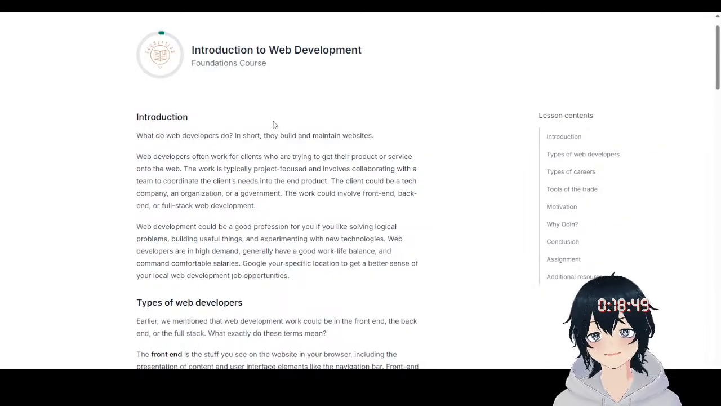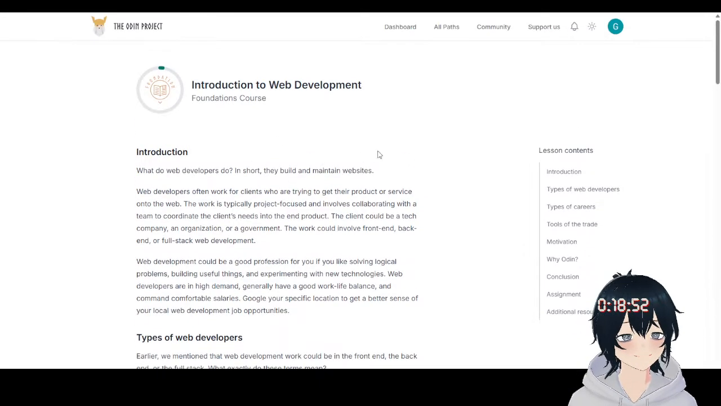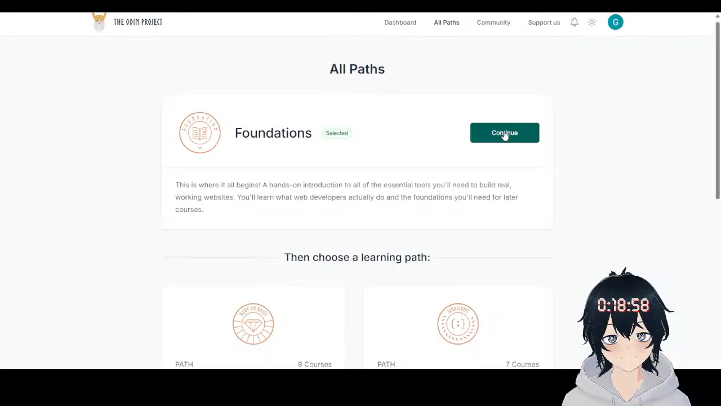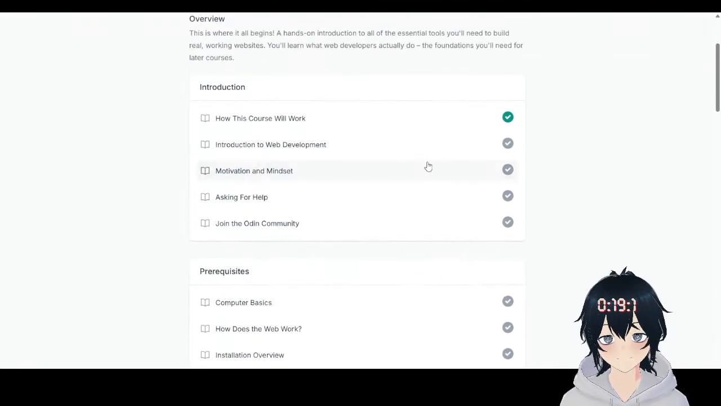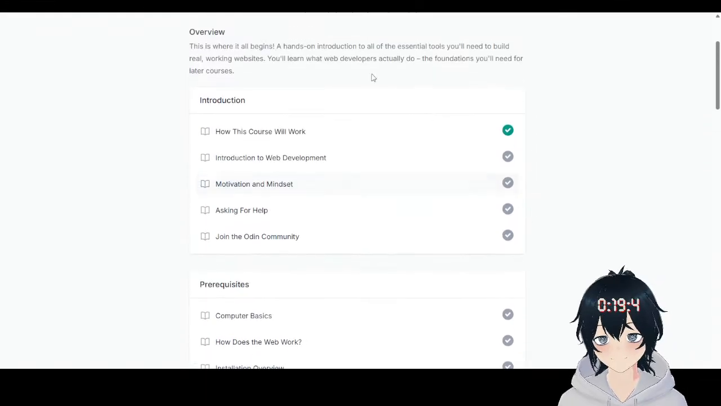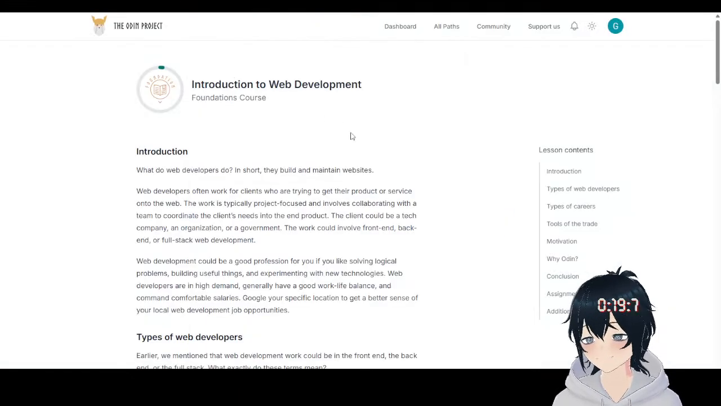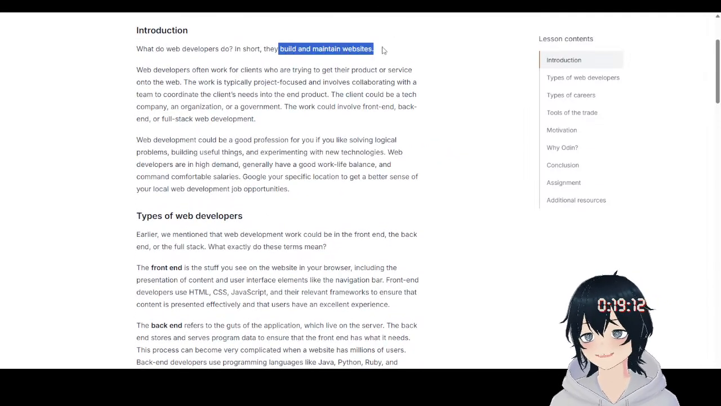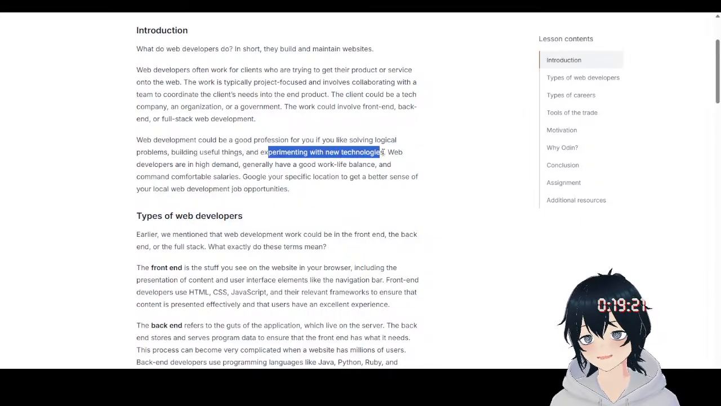Introduction to web development. It is starting. I'm afraid. All pass, but there's only 2 pass. Okay, very good. Wow, so many introductions. Build and maintain. Okay. Solving logical problems, building useful things, experimenting with new technologies. Generally.